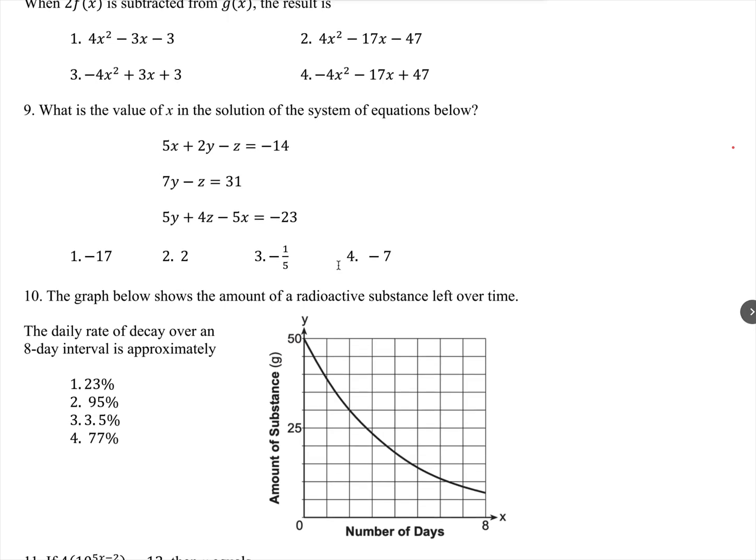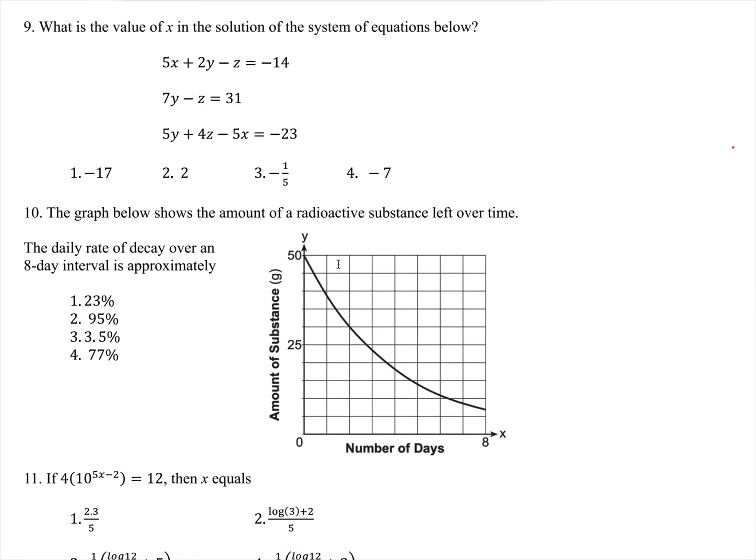Going down to looking at number 9, now we have a system of equations. It looks a little bit weird because in the second one we don't have an x, and the third one, they're kind of jumbled. I'm going to say use your calculator trick on this one, because you just don't have a lot of time, and you don't have to show your work.